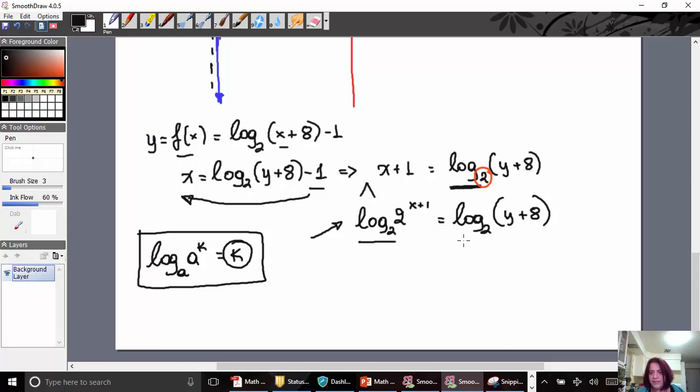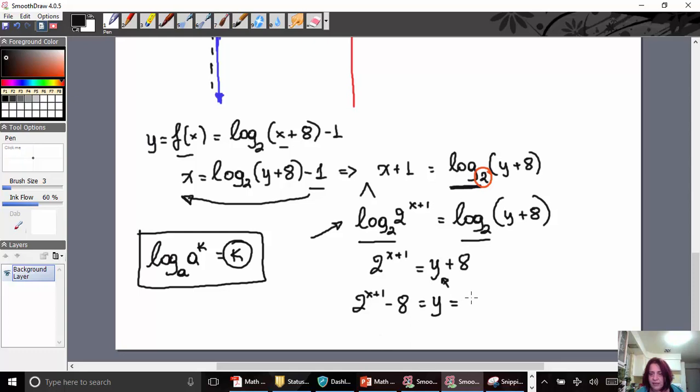Now I have two logarithms left and right that are equal. They have the same base. Since they have the same base, I can drop them because the arguments of the logarithm will be equal as well. So I have 2 to the x plus 1 equals y plus 8. I remind you that you want to solve for y, and in order to do that, you have to isolate it. So now y is going to be equal to 2 to the x plus 1 minus 8.